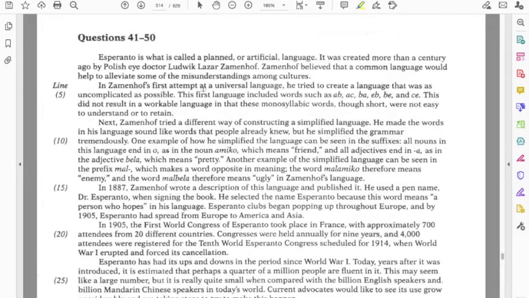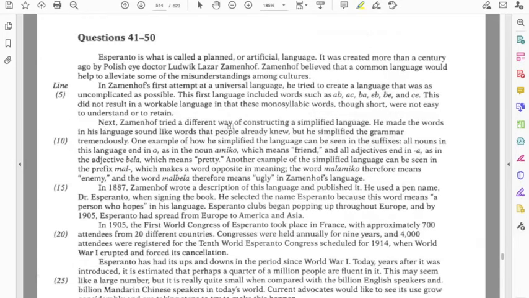In Zamenhof's first attempt at a universal language, he tried to create a language that was as uncomplicated as possible. The first language included words such as ab, ak, ba, eb, b, and c, if I'm pronouncing those correctly. This did not result in a workable language in that these monosyllabic words, mono means one, syllable is like the parts of the word where we make a vowel and a consonant, and basically every time we open with a new vowel, close with a consonant, becomes a syllable. Though short, they were not easy to understand or retain.